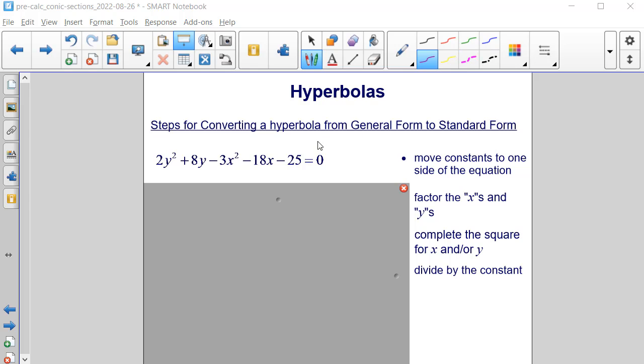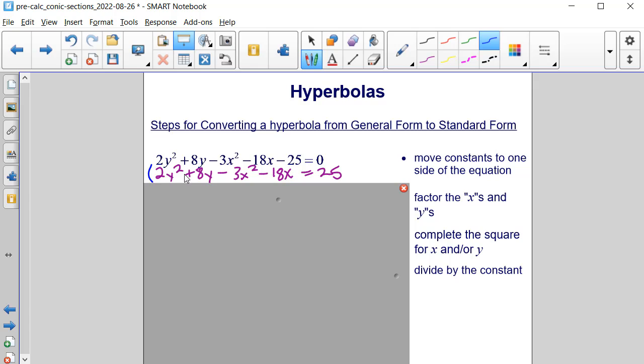So let's get started. The first step is to move any constant that you have to the other side of the equation. So we'll still have our 2y squared plus our 8y minus 3x squared minus 18x, but then that will be equal to 25. The next step is to group our common terms together.